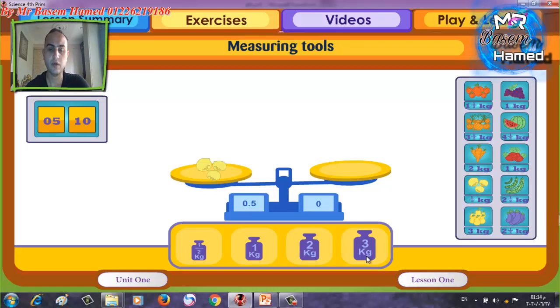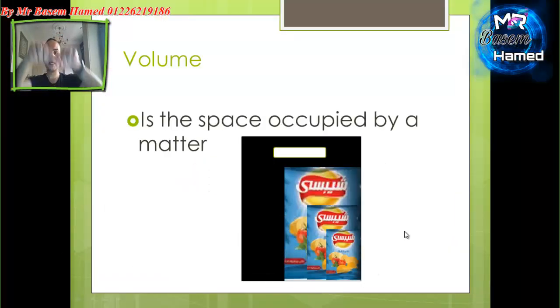Okay, now let's talk about the volume. What is the volume first? Volume is the space occupied by the matter. Any matter takes a space. It may be very large, or it may be very small.